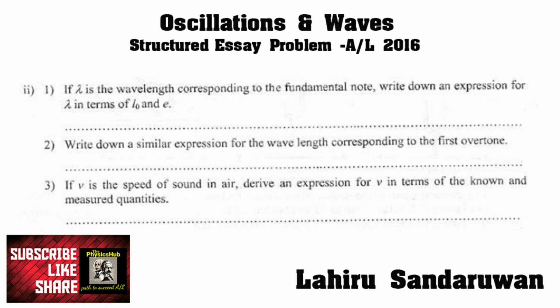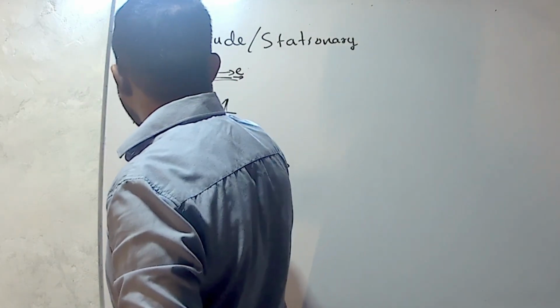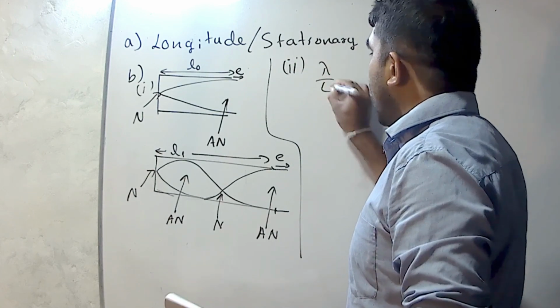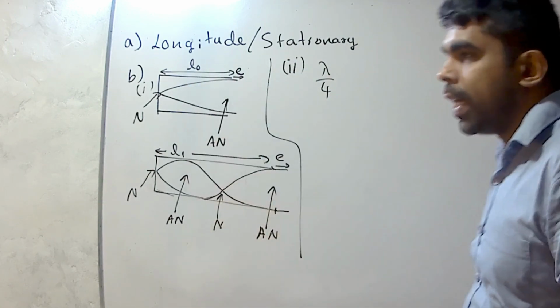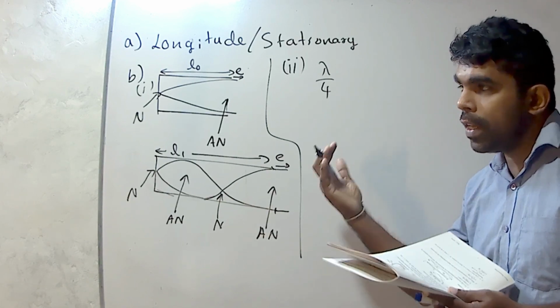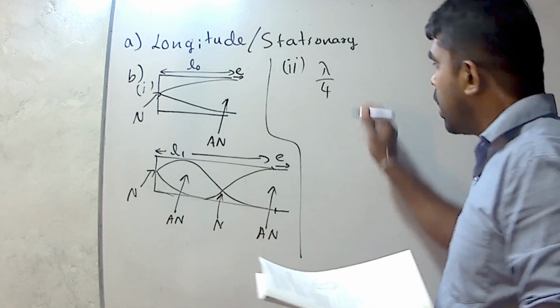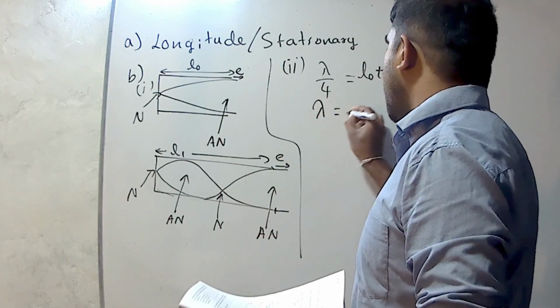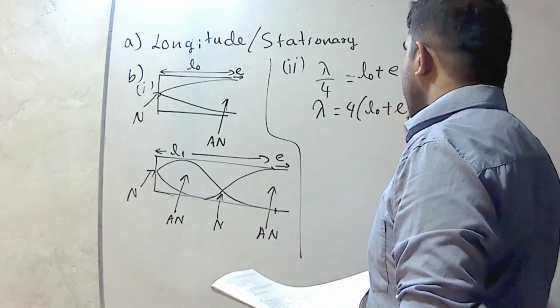Then part 2, 1. If lambda is the wavelength corresponding to the fundamental note, write down an expression for lambda in terms of L0 and E. Now we have to write the answer for B2. We can get lambda over 4. There is a half of a loop. Half of a loop means 1/4 of the wavelength equals this total length L0 plus E. Then we can get lambda equals 4 times L0 plus E.